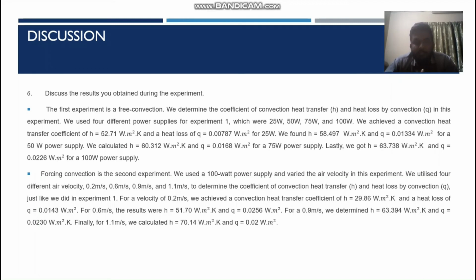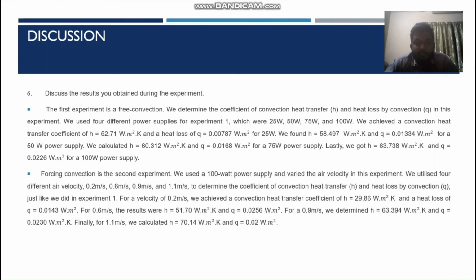We achieved a convection heat transfer coefficient of H equal to 52.771 and heat loss of Q, which is 0.00787, for 25 watt. We found H equal to 58.497 and Q equal to 0.01334 for the 50 watt power supply. For the 75 watt power supply, we calculated H equals 60.312 and Q equals 0.0168. Lastly, we got H equal to 63.738 and Q equals 0.0226 for the 100 watt power supply.